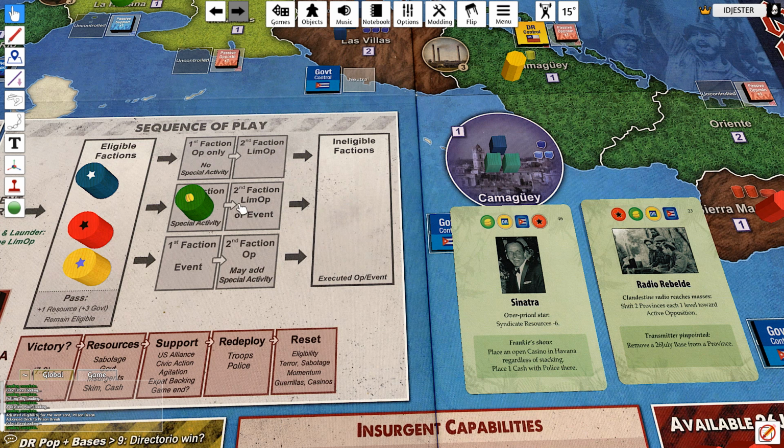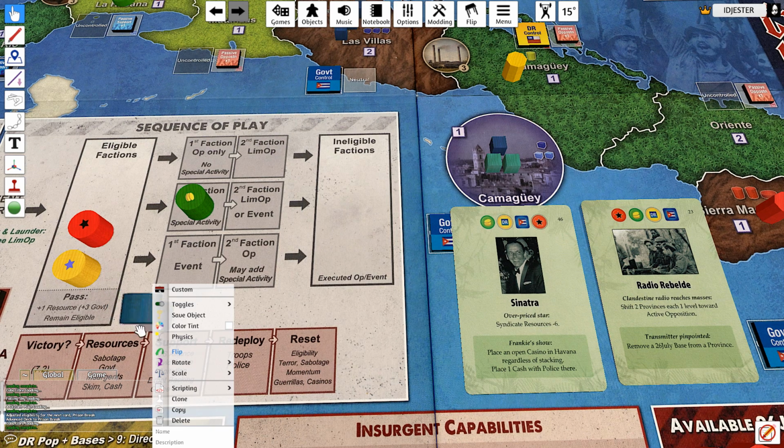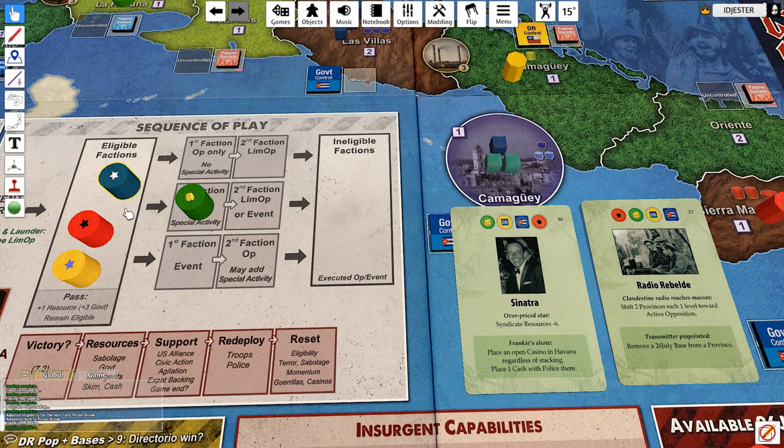So he's not going to do the event. He'd have to take a limited operation, or he can pass, which means he's got to think, okay, well, let me see. If I pass, then what's blue going to do? Is he going to take a limited op, or is he going to pass? Well, I think he might pass too.